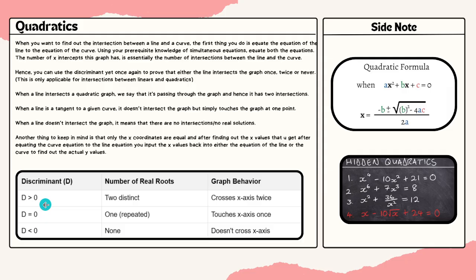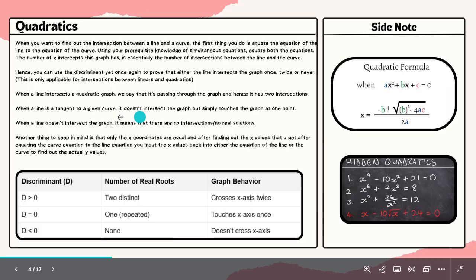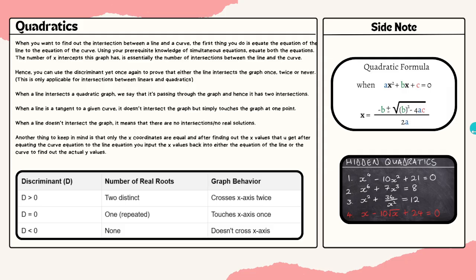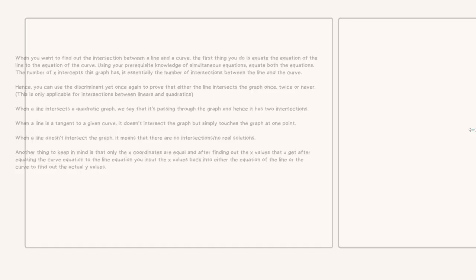If the discriminant is greater than zero, there are two distinct intersections and it's basically crossing the x-axis. If the discriminant is zero, there's only one root, also known as repeated roots, and it touches the x-axis only once. It's a tangent basically. And if it's less than zero, then you'd have no roots. So you can just go through this afterwards. Yeah, pretty easy so far.